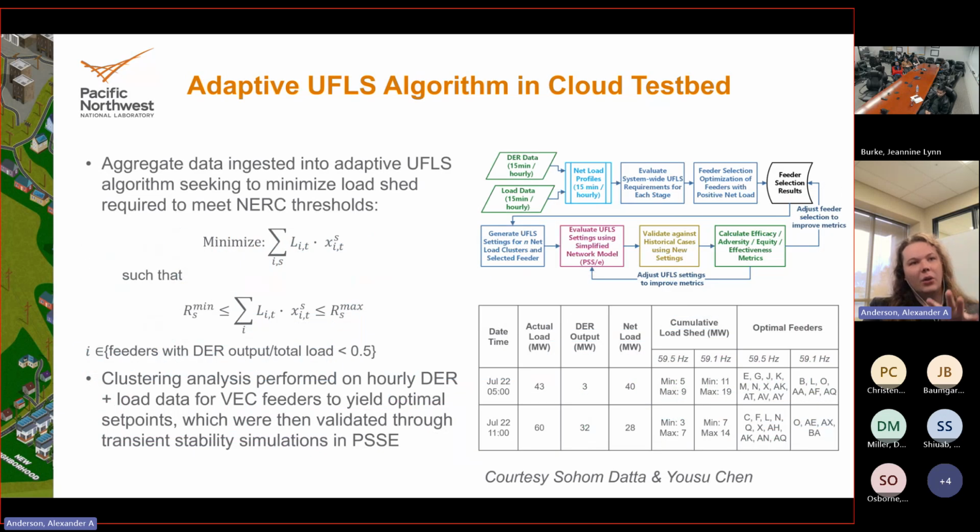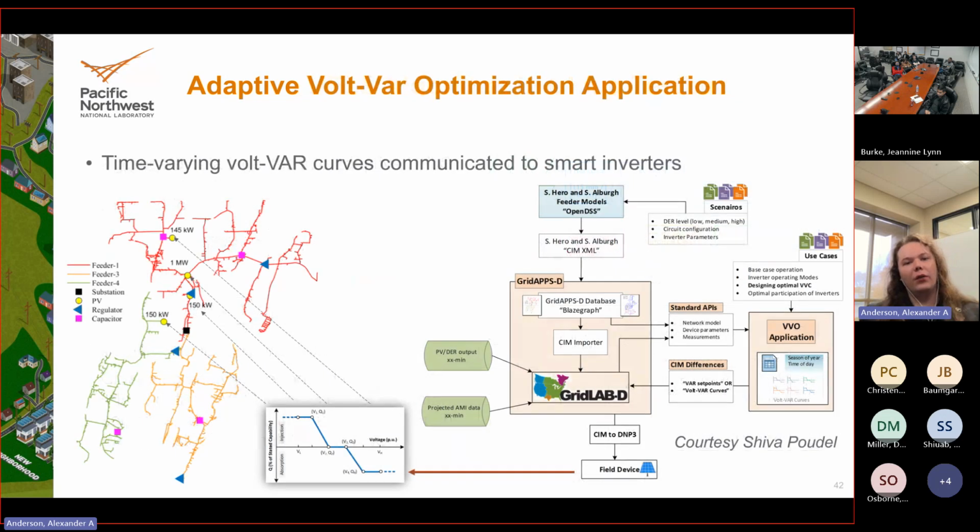I'm not going to go into the detail of any of these applications, but if you're interested, I can put you in touch with the members of the project team who are developing these advanced algorithms for UFLS, or for design of volt-var optimization, volt-var curves, how you do this co-simulation with GridAPPS-D, OpenDSS, and develop robust algorithms.